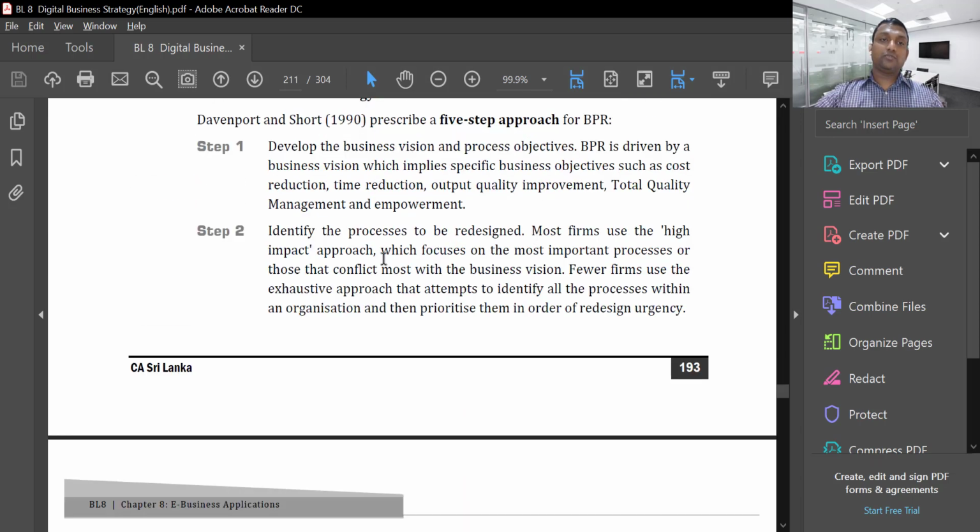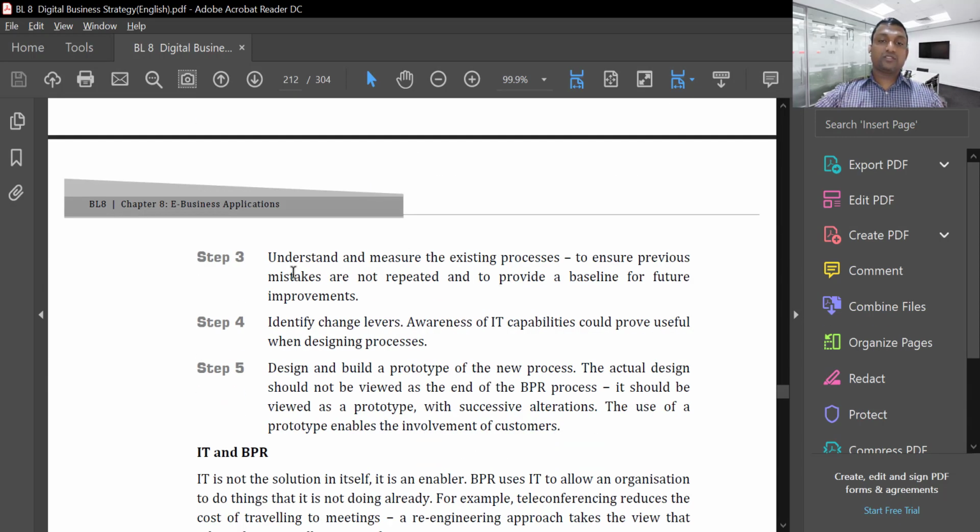So when in step 2 the processes are identified which need to be improved or redesigned, those processes have to be clearly studied and measured as to how the process is currently happening. Then step 4, identify change levers. Awareness of IT capabilities could prove useful when designing a process. So then identify the change levers also for these processes. Then finally, design and build a prototype of the new process. So that will be the last step.